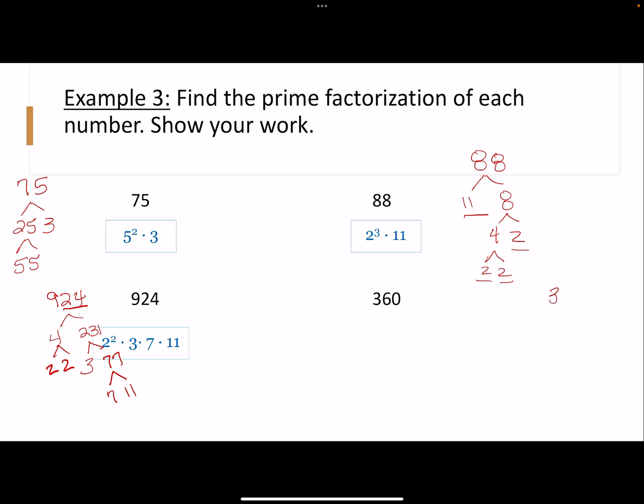All right, so let's look at 360. Several different ways that you can start here. I'm going to do 36 times 10. That's 6 times 6. Both are composite. I keep breaking them down. Then I'm going to break down 10 into 2 times 5. So we should end up with 2 cubed times 3 squared times 5. So this is prime factorization. Again, it doesn't matter what factors you use to get 360, my prime factorization of that number will always be the same.